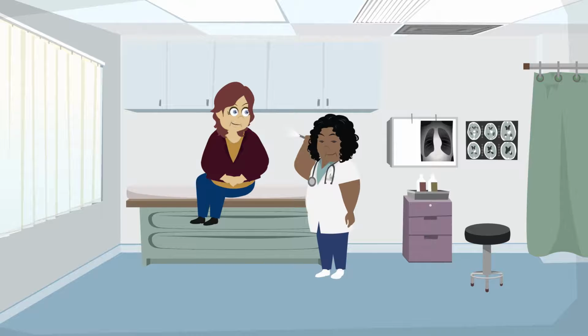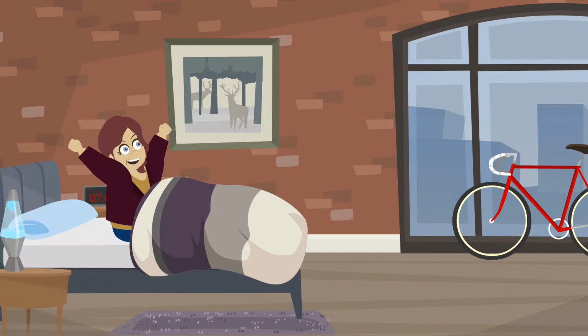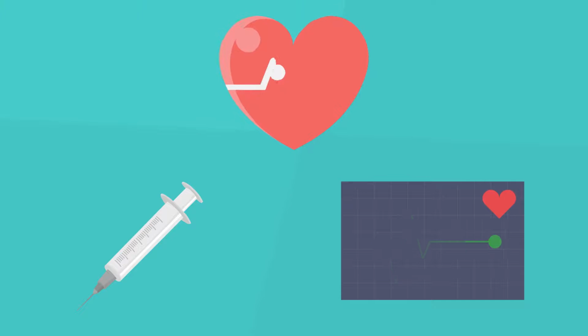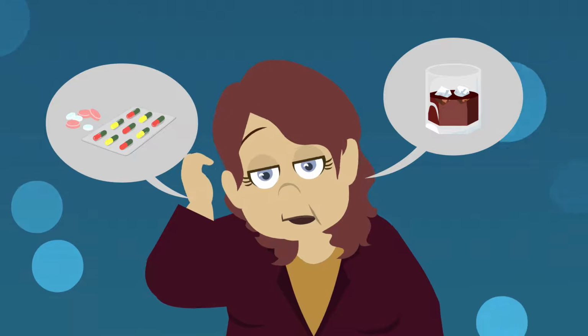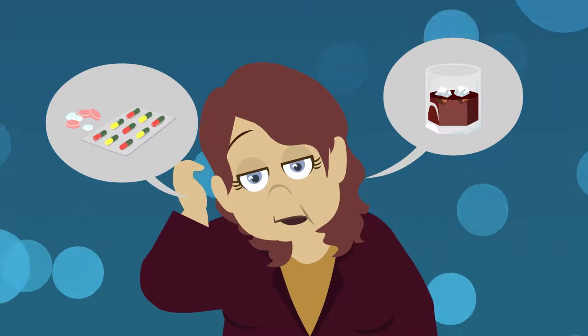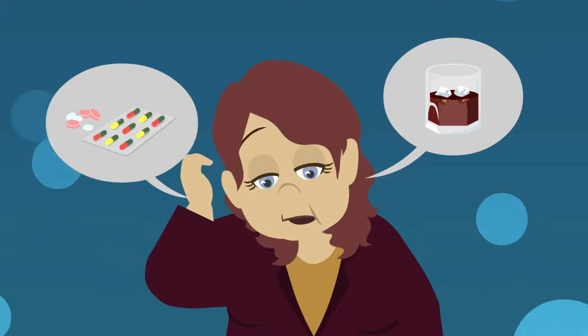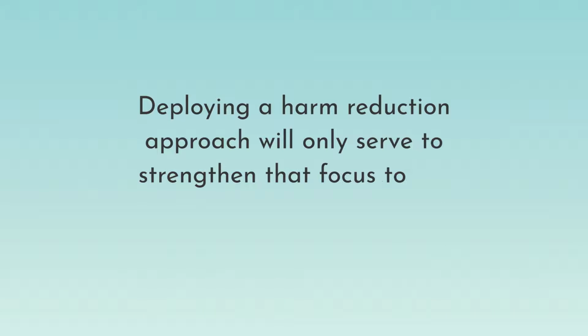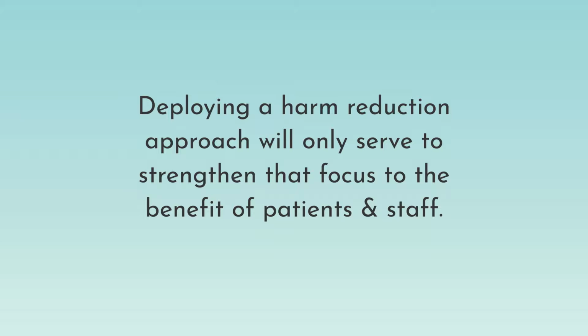Harm reduction advocates also understand that healthcare goes far beyond a patient's clinical needs and must address the basics such as food, shelter, and social support. Consider how difficult it would be for a diabetic patient to manage their blood sugar and insulin if they are experiencing housing instability. The same concept applies to patients struggling with substance use. Given the focus on the broad impact of the social determinants of health at both the community and individual levels, deploying a harm reduction approach will only serve to strengthen that focus to the benefit of patients and staff.